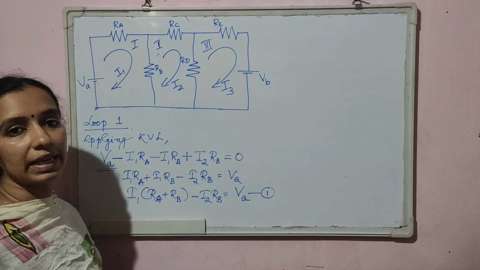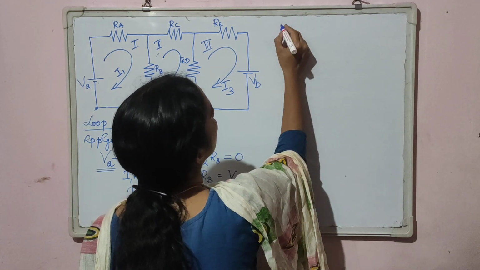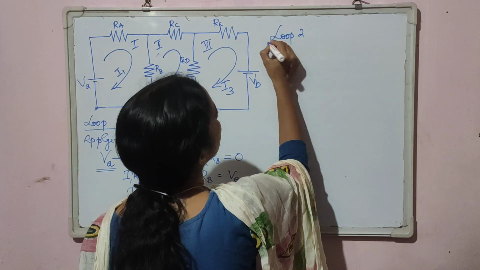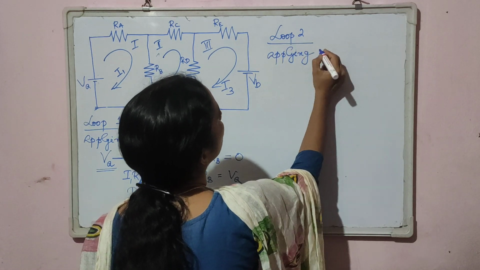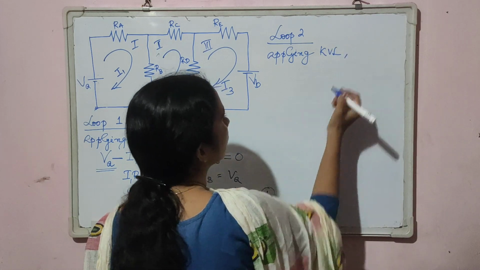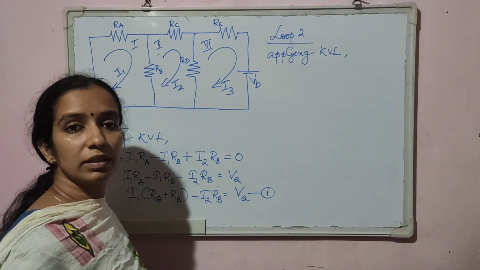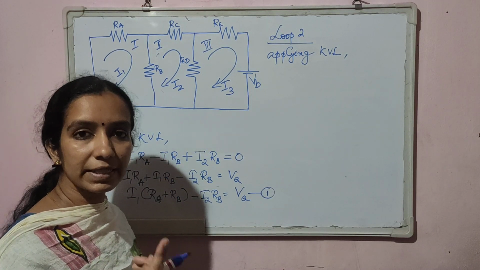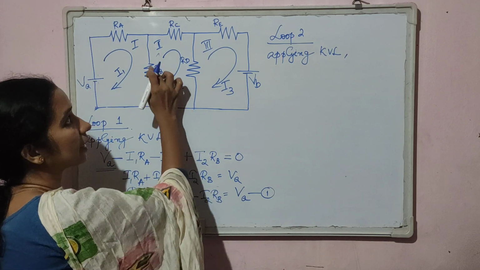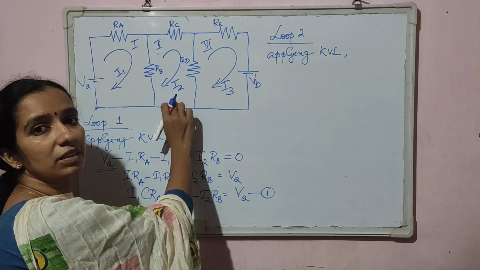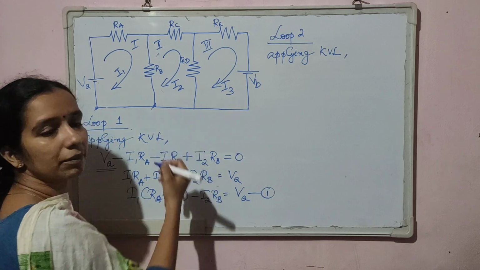And now go for the second mesh. Give the subheading as mesh 2, loop 2, and apply KVL. So applying KVL to loop 2. For applying KVL, first of all we need the current direction. Thereafter, start tracing the circuit in any particular direction. I am going to trace the circuit in the clockwise direction, that is in the same direction as that of the current. Let us start from this particular point.